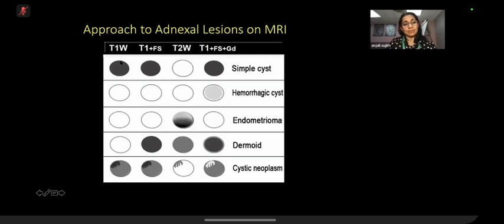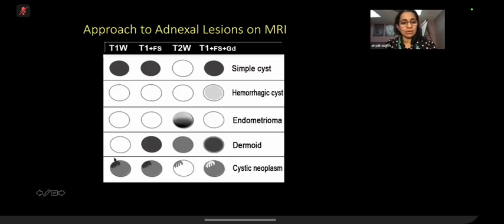So a simple cyst would be low signal on T1, low on fat sat, bright on T2, and will not enhance. A hemorrhagic cyst will be bright on T1, remain bright on fat saturated, bright on T2, and will not enhance. An endometrioma will be bright on T1 and remain bright on T1 fat saturated, of low to intermediate signal on T2, and there will not be any enhancement.